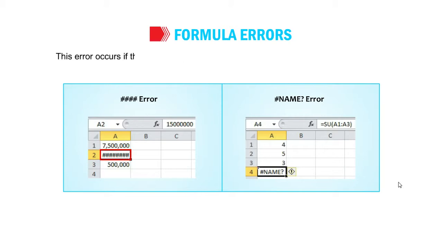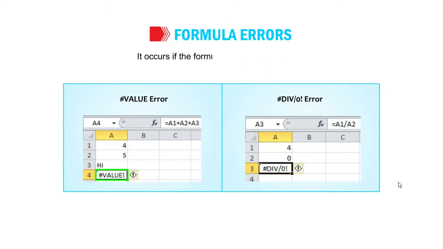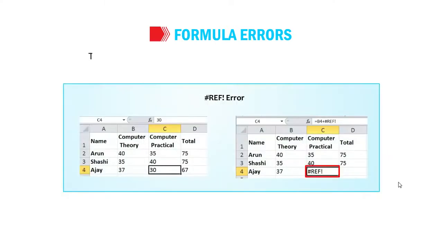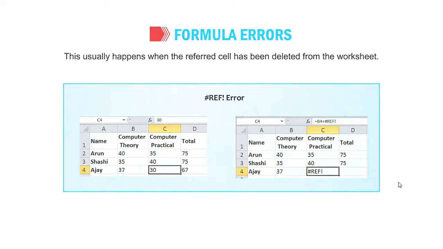This error occurs if the column is not having enough space to accommodate the value. It occurs if the formula is used incorrectly. It occurs if the formula contains invalid data. This occurs if the number is divided by 0. This error occurs when the formula refers to a cell that does not exist. This usually happens when the referred cell has been deleted from the worksheet.